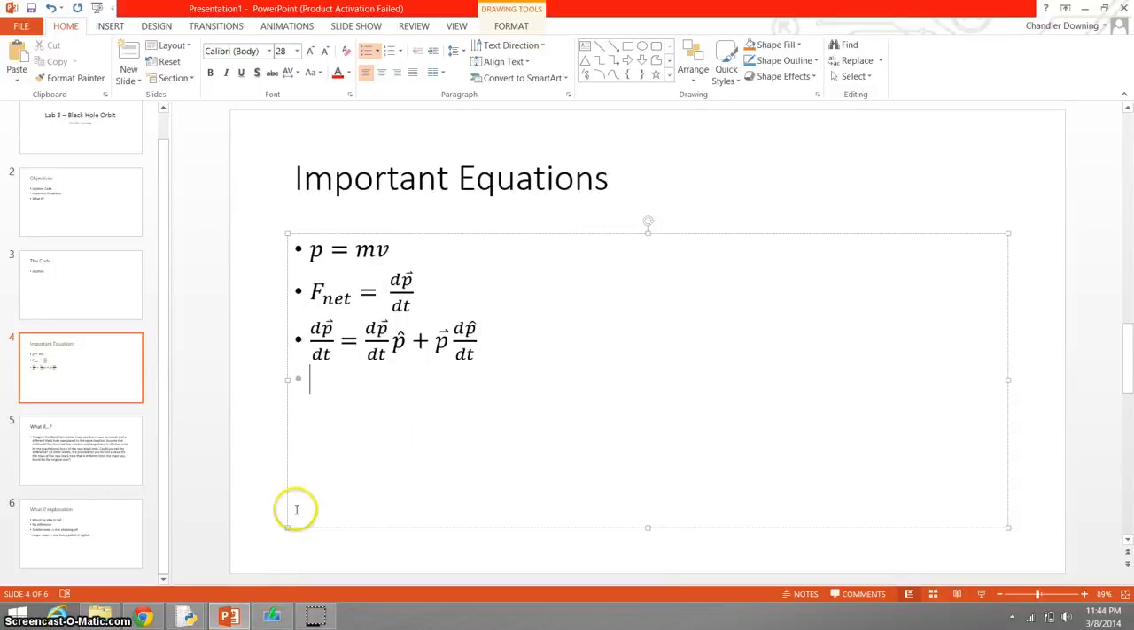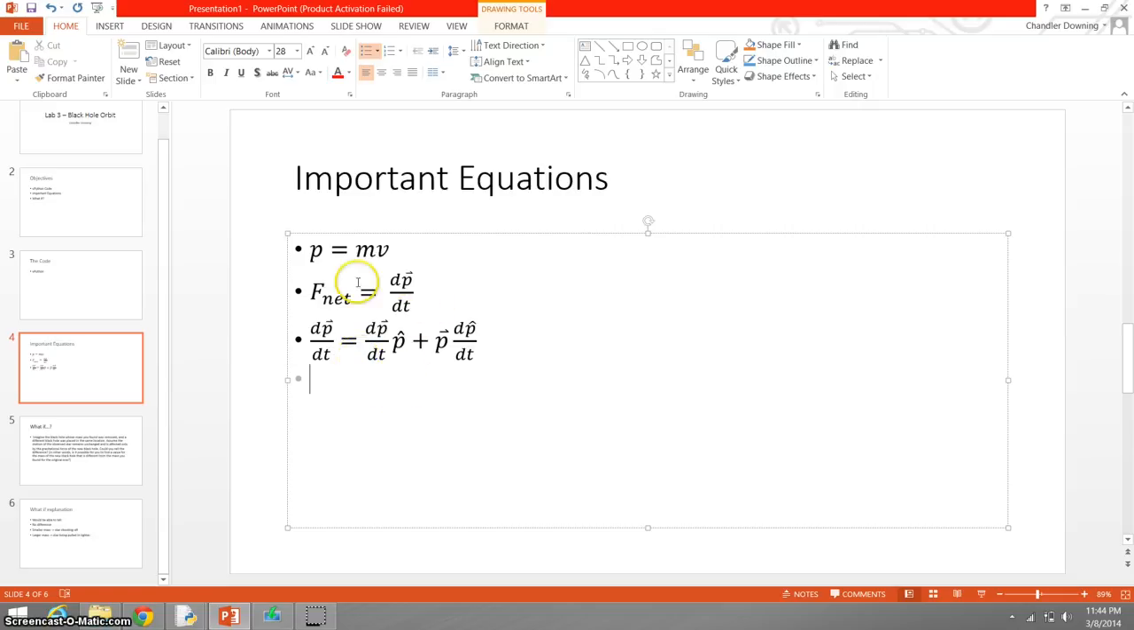So next is the important equations. The first equation that's pretty important is that momentum equals mass times velocity. This equation will be used with the code, and it's helpful to know with some of the other equations.